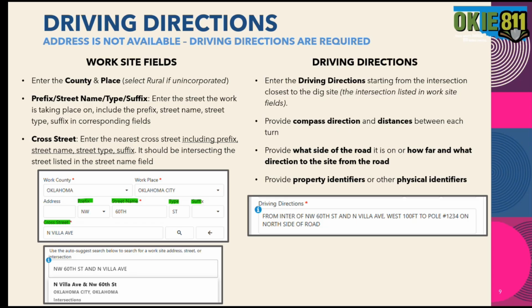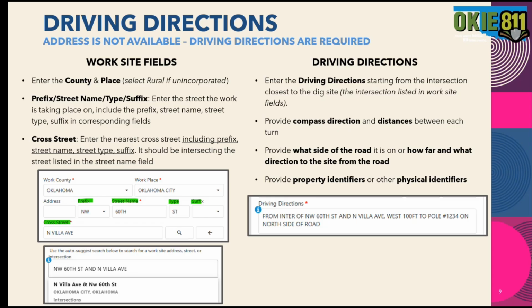So on the entry form in the worksite field, you're including a county and a place. Again, for the cross street, for the intersection that you're starting your driving directions at, you would enter that into the street name field. So in the prefix, the street name, type, and suffix fields. So that's where the work is taking place. And then the cross street field, you would enter that nearest intersecting street. So basically this is going to be the information where you're starting your driving directions from, or the intersection that you're working at when there's no address available.